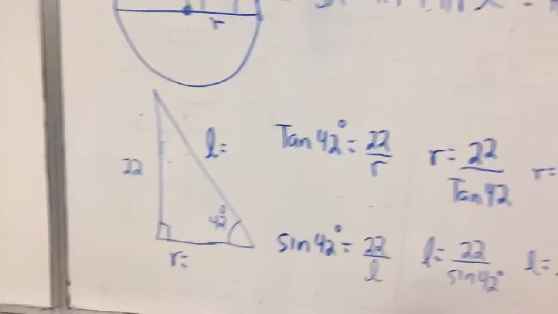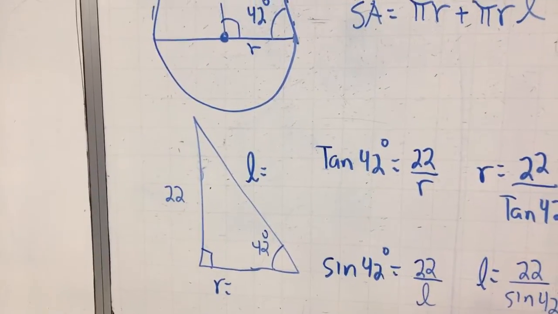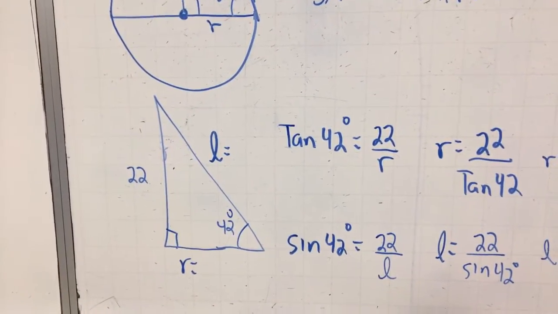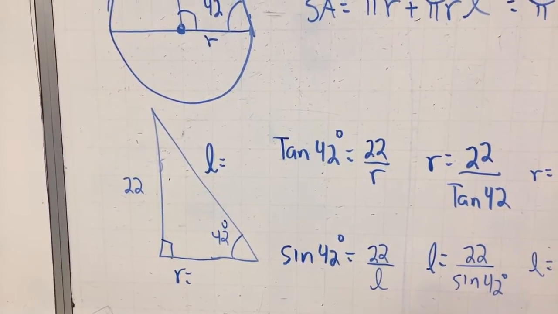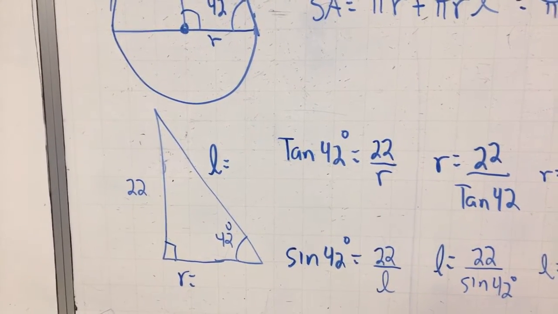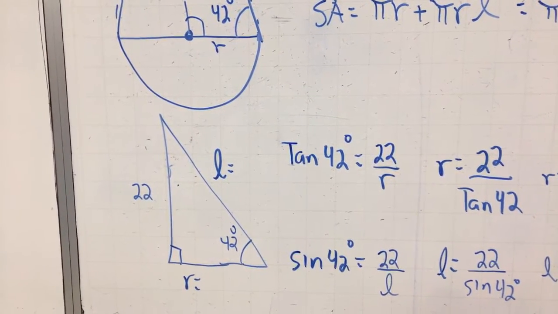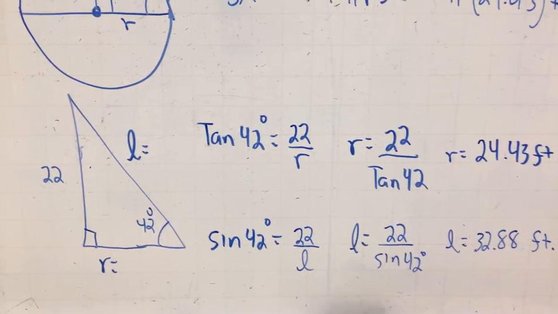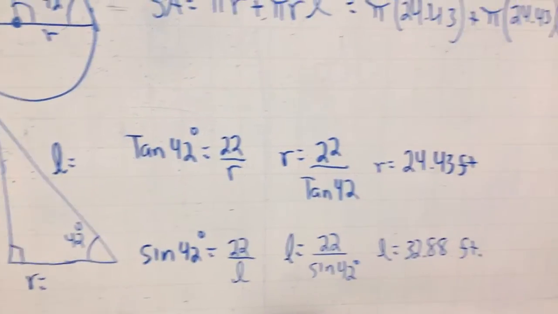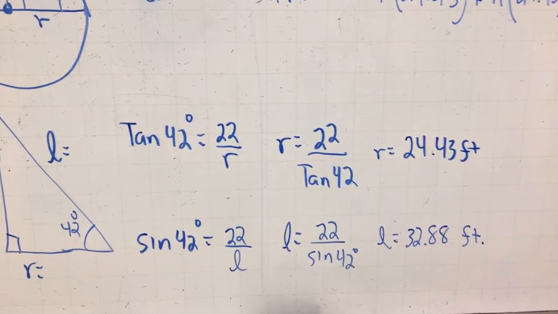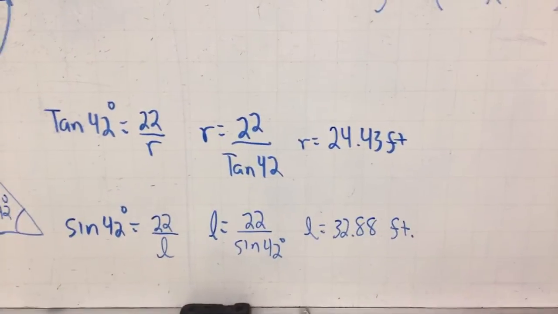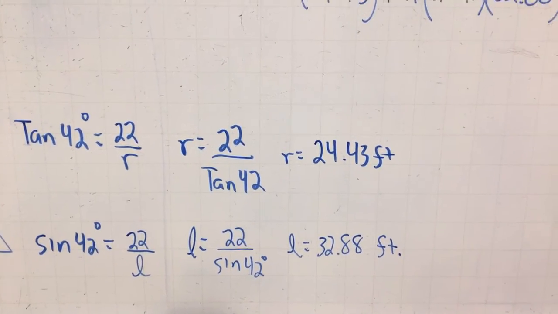Now to find L, being the hypotenuse of this right triangle, I'm going to use sine. Why did I pick sine? Because I have the opposite side of the angle and I want the hypotenuse. So sine 42 is equal to 22 over L. L is equal to, after you multiply both sides by L and divide by sine 42, 32.88. And again, I round.